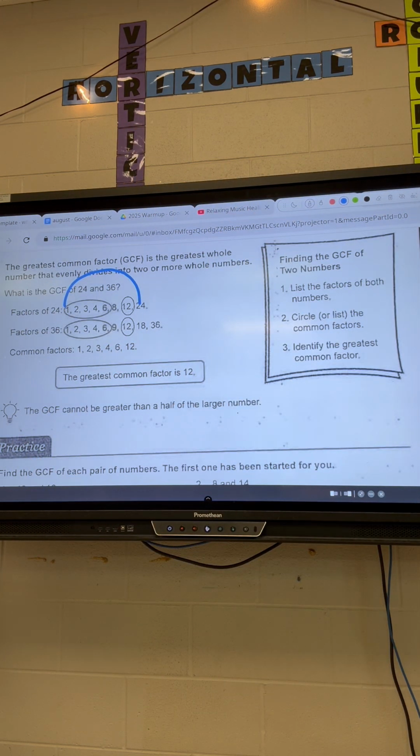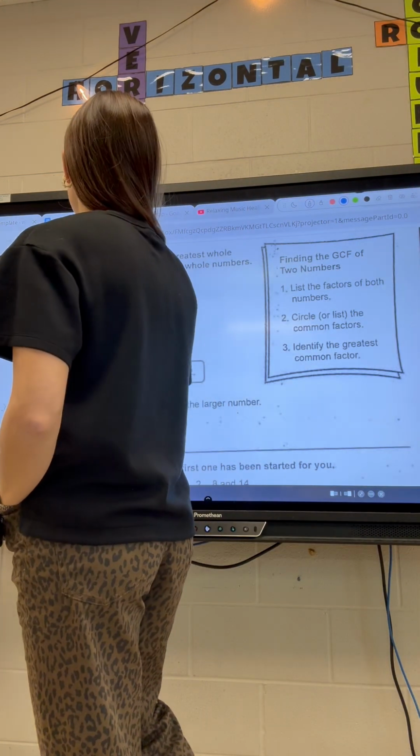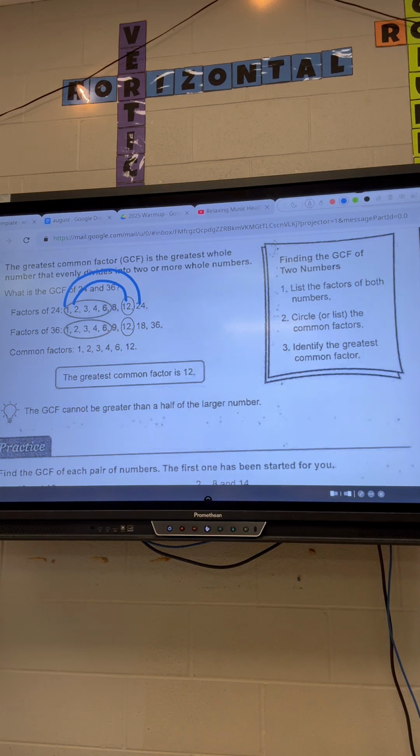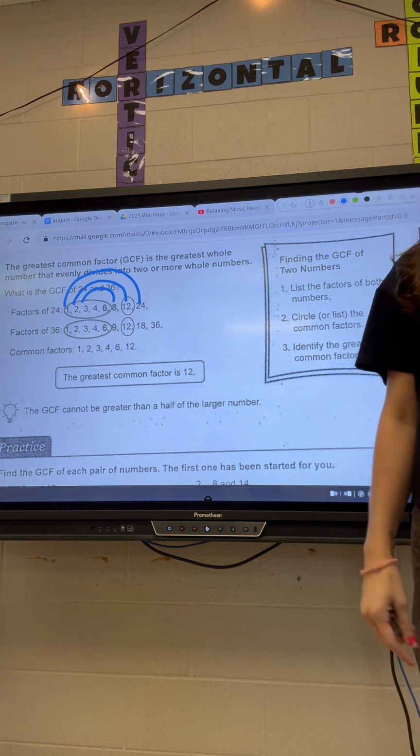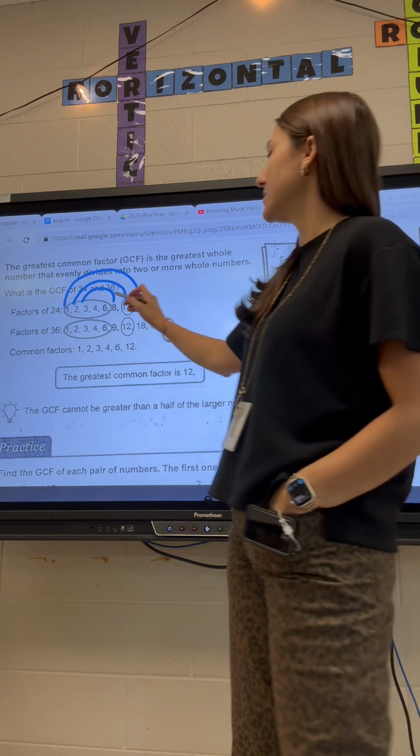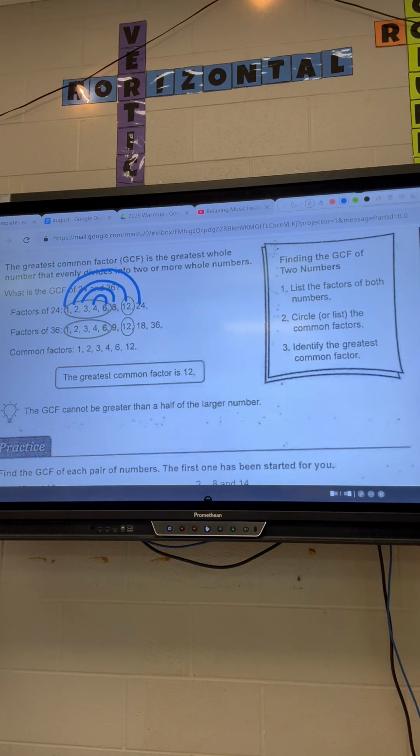Factors of 24. 1 and 24. Okay, then you go on to 2. You ask yourself, 2 times what will get you to 24? 12. So I want you to connect your 2 and your 12. Then I want you to ask yourself, 3 times what will get you to 24? 8. Connect your 3 and 8. Am I going too fast? No. Okay, and then I want you to connect your 4 and 6. Because the numbers that connect with the rainbow can be multiplied to get that number, yes? Yes. Okay.